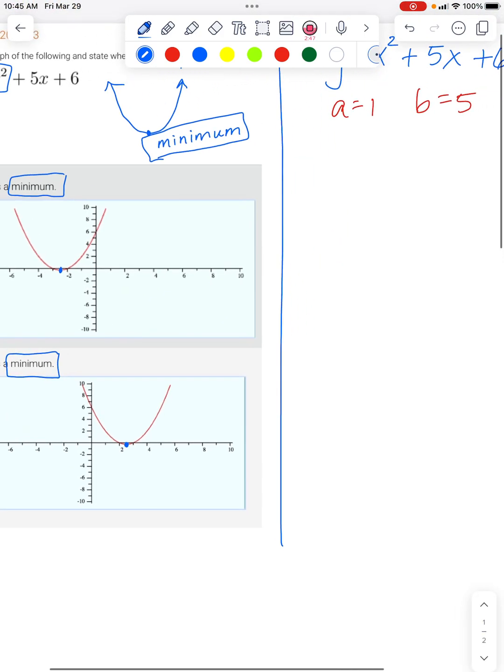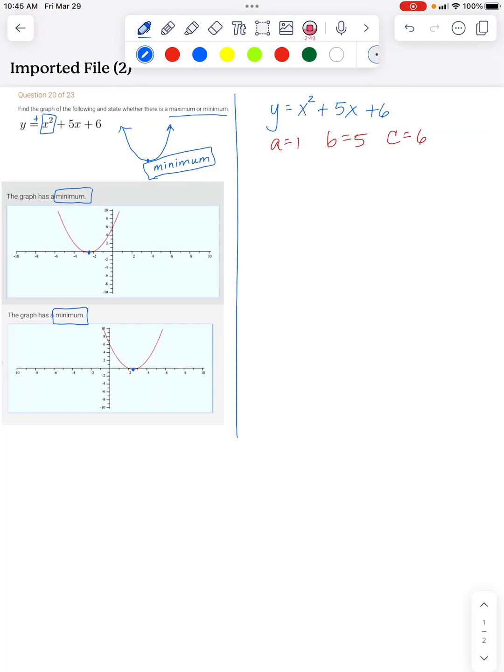Now, quite honestly, once we establish our vertex, we can probably narrow it down and figure out which graph it is. But I want to make sure you know how to work through the whole problem. So let's go ahead and start that. The first thing we're going to do is find the vertex. And we know that in order to find the x value of the vertex, we use this little formula. X equals negative b over 2a.